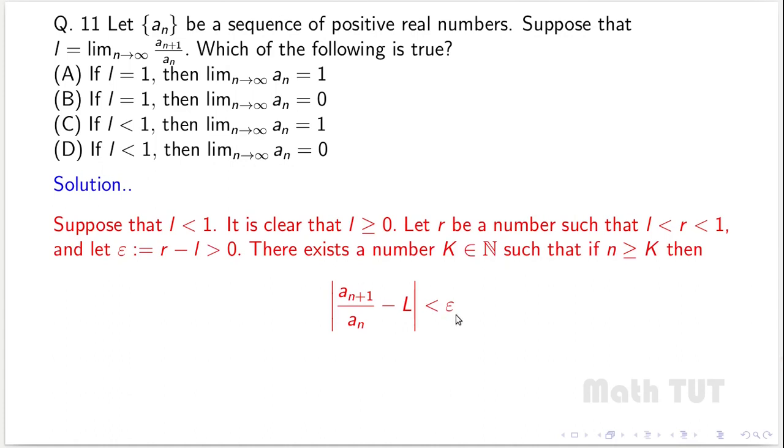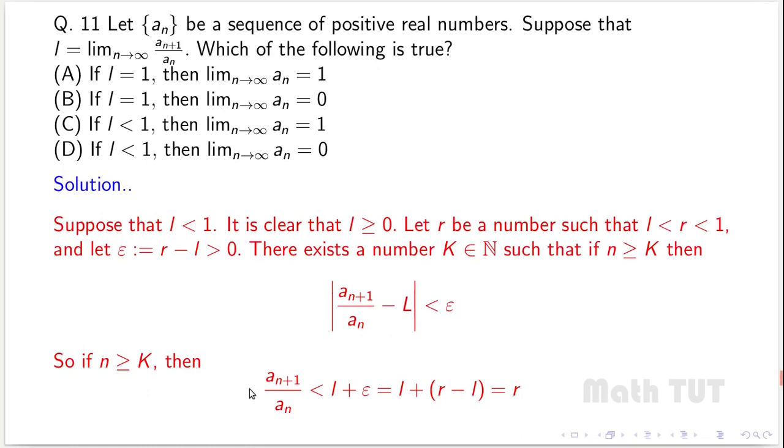So this is possible to find by the definition that we have. So if n is greater than or equal to k, what we can tell is, just bring this, we can rewrite as minus epsilon less than a_{n+1} by a_n minus L less than epsilon. You add on both sides L, small l, then you get l minus epsilon less than a_{n+1} by a_n less than l plus epsilon.